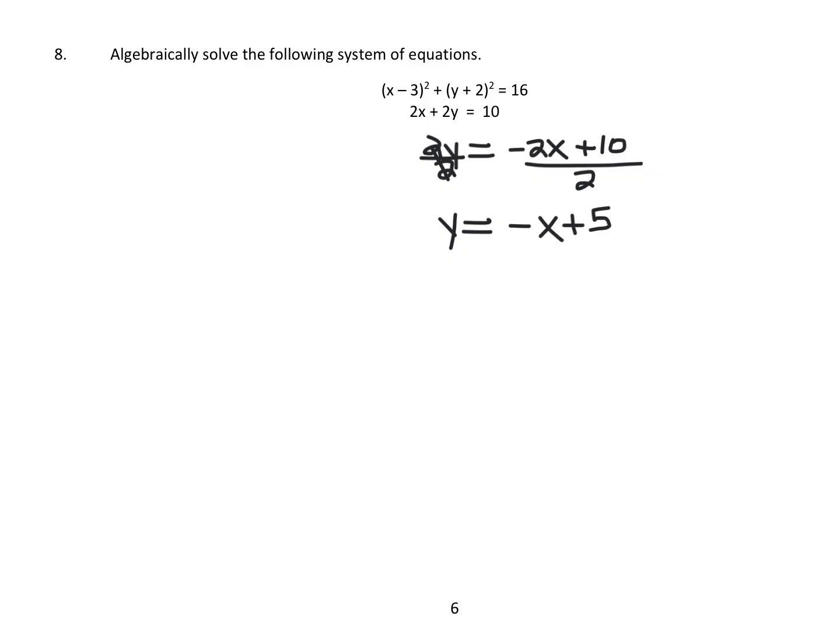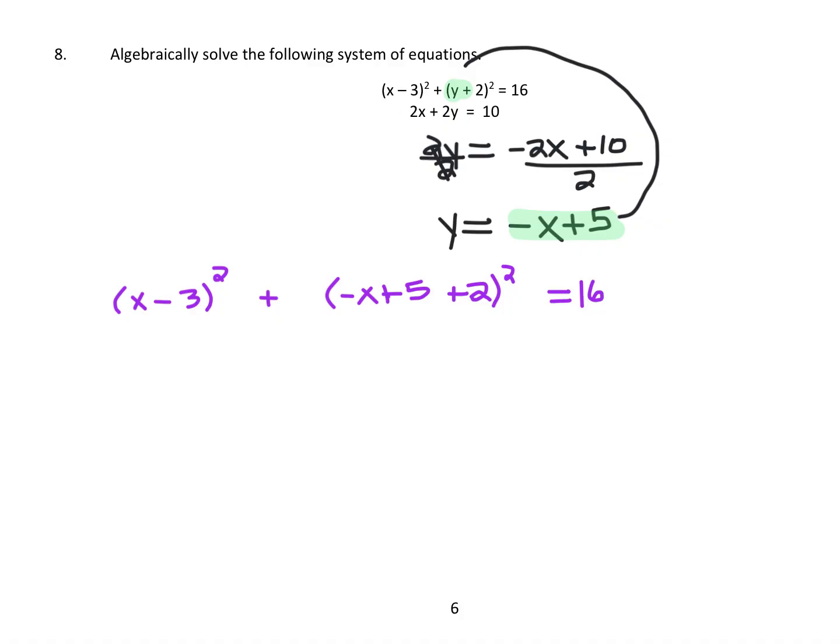So if y is equal to negative x plus 5, can I take what y is equal to and replace it for this y in the other equation? What I'm going to do is take this negative x plus 5 and put it up over here where I see the y in the other equation. Again, I brought down this x minus 3 squared and the plus sign. In place of this y, I put what y was equal to, which is negative x plus 5. I brought down the plus 2 in the square, and then the equals 16.